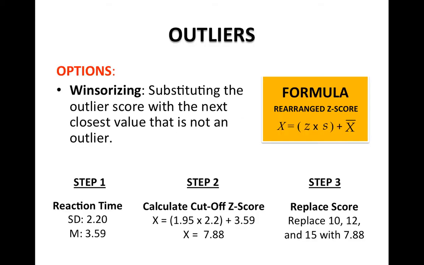Just a note on this. With outliers, it's best to only do it once, because as you replace these scores, the distribution is going to change. The mean is going to be slightly different, and the standard deviation is going to be slightly different. If you were to keep doing this, you would keep trimming, and eventually you would end up with just everything in the middle. So you just need to do it one time.